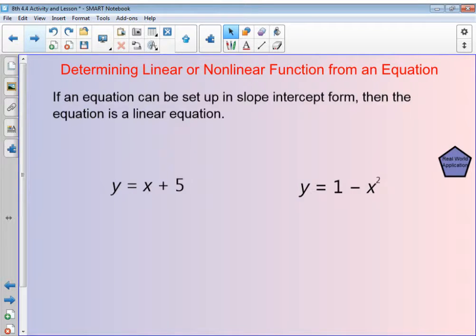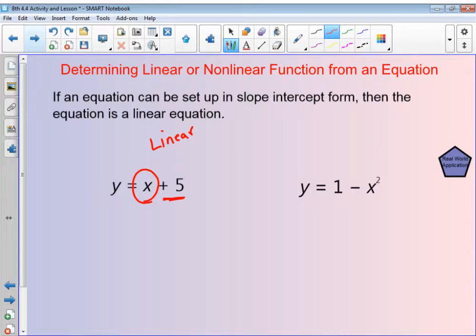If an equation can be set up in slope-intercept form, that's that y equals format, then the equation is considered linear. So here we've got both of them that say y equals, but here's the thing that you have to remember. When we worked with the y equals format, we always had our slope with our x, and then plus or minus something in the back. It doesn't matter if we were adding or subtracting, but we were adding or subtracting a constant number. That number did not ever change, okay? So this one would show a linear function if we were to go through and graph it.